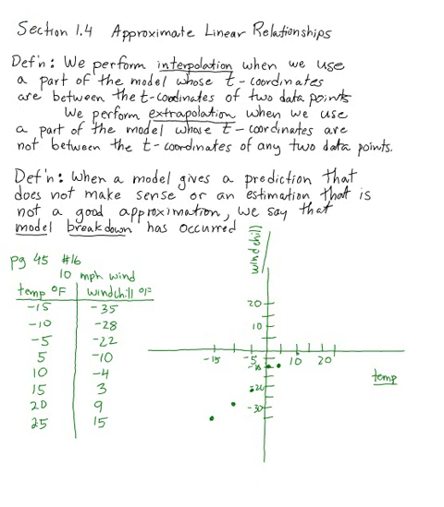10, negative 4. 15, 3. 20, 9. And 25, 15. And we're ignoring the one spot there that was bad.